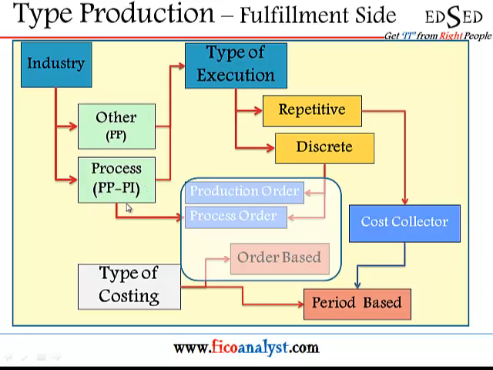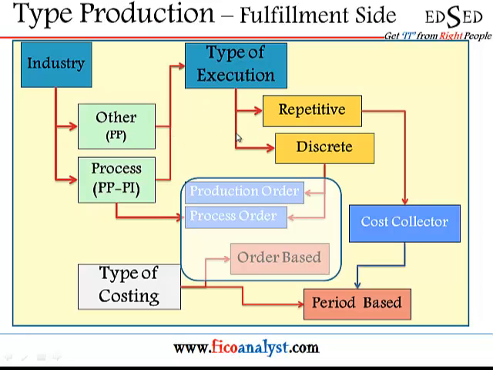Drug manufacturing and compound manufacturing. So anything related to pharmaceuticals is process industry. There are specific requirements which need to be fulfilled, and that is the reason SAP came up with process manufacturing. So this is all about the industry. Of course, every type of production can be segregated into either the PP module or the PP-PI module. And then you have the type of execution of the production.